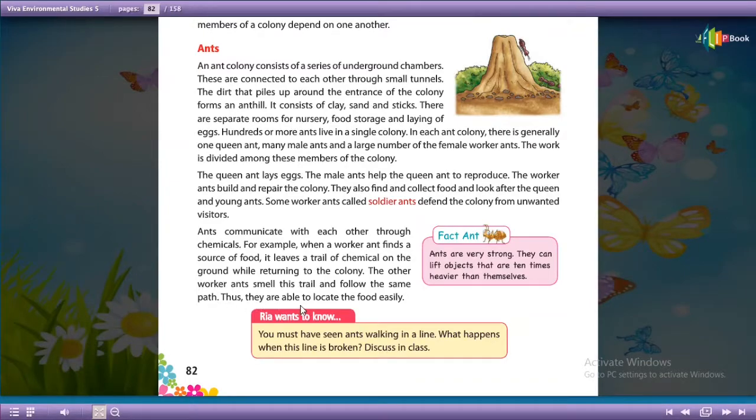Thus they are able to locate the food easily. So in this way, with the help of the trail of chemical, they are able to locate the food easily.